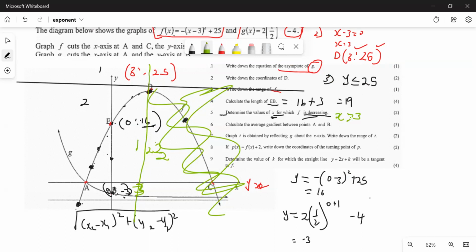So when x is greater than 3, the graph is going to be decreasing. And check here, I didn't say greater than or equal to 3. At 3, the graph is not decreasing, it's not increasing. It's stationary, it's at the turning point. At less than 3, your graph is increasing. At greater than 3, your graph is decreasing.